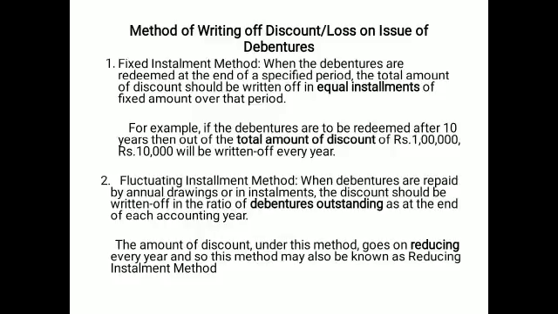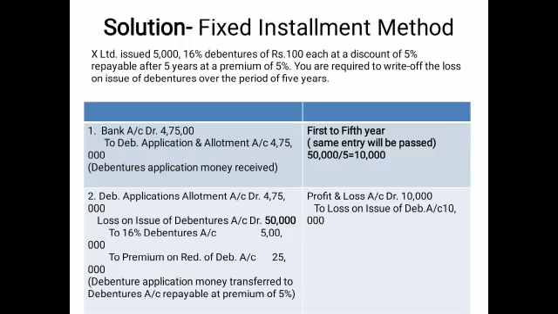But the second, the fluctuating installment method, refers to taking the proportion of debentures outstanding at the end of every accounting year. On that basis, the ratio is calculated, and the ratio is used for writing off the discount, reducing the discount every year. So you may see here the solution of the first, the fixed installment method, and how to use it.